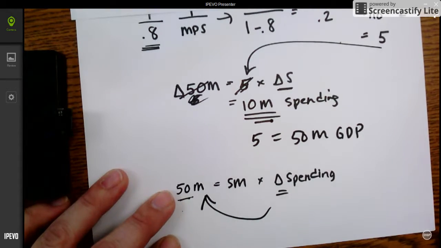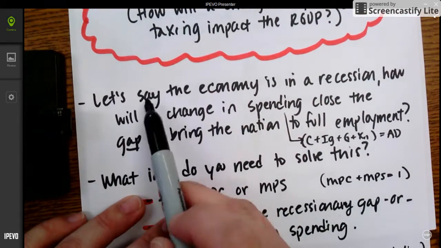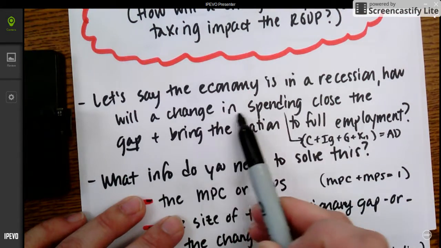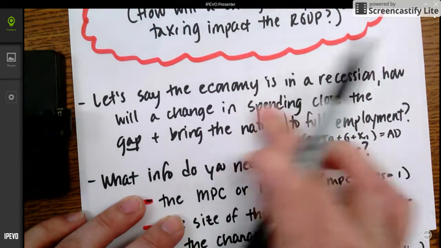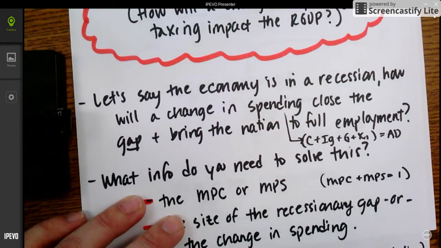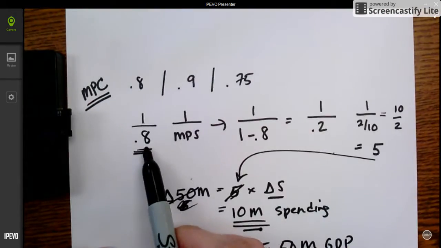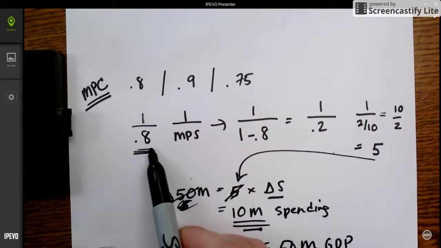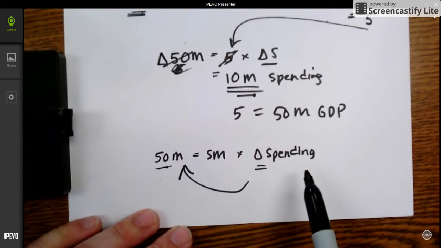And the answer to this question would probably be, we need to spend $10 million. So if you go back, let's say the economy is in a recession. How will a change in spending close the gap and bring the nation to full employment? Well, if we spend $10 million in this particular economy with a marginal propensity to consume of 0.8, we need to spend $10 million.